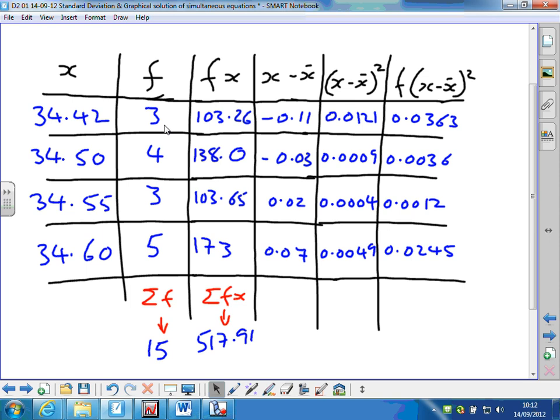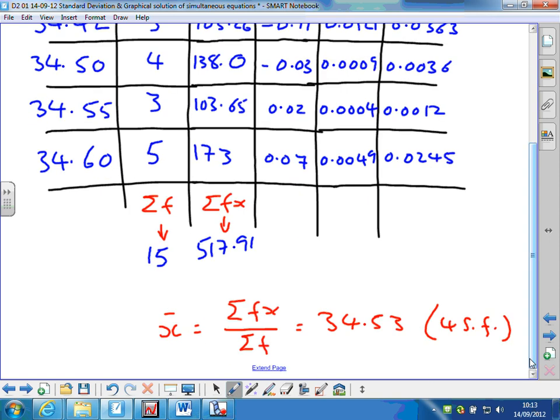So we're after the sum of this column, f times x minus the mean squared. So we add them together to get that. Okay, 0.0656.